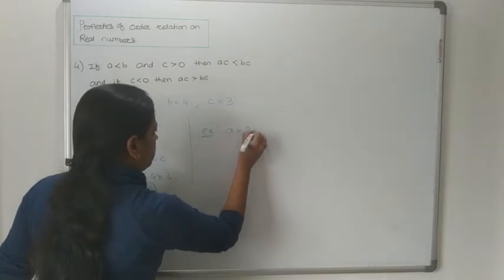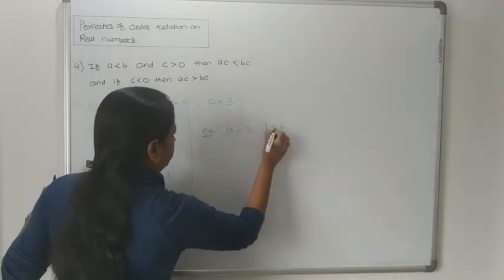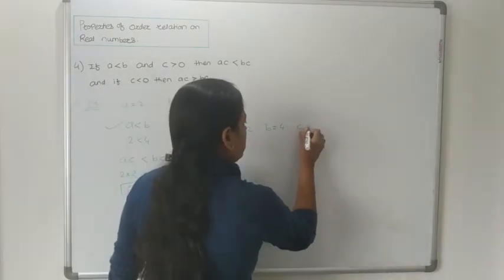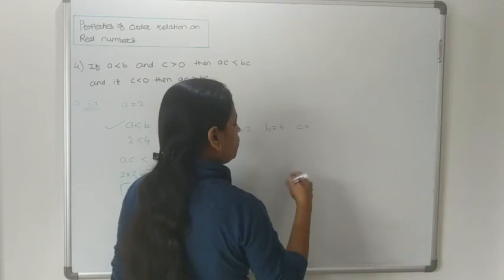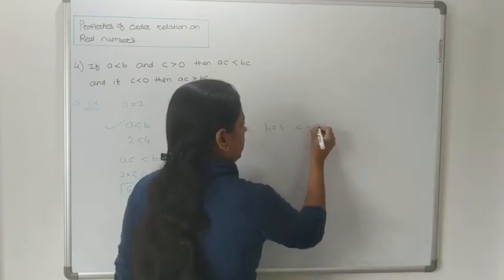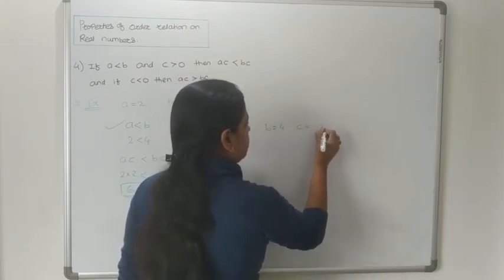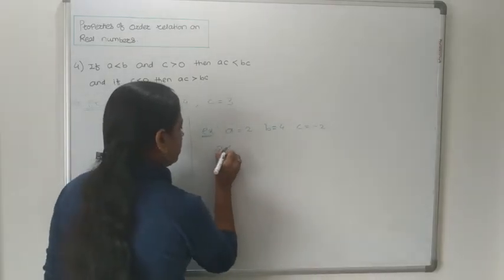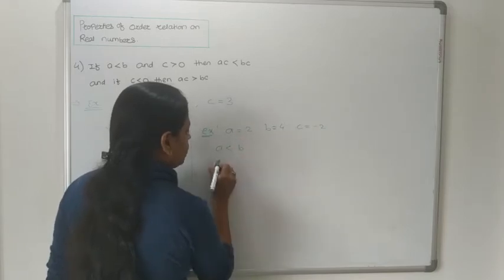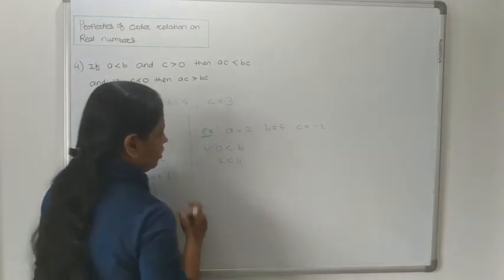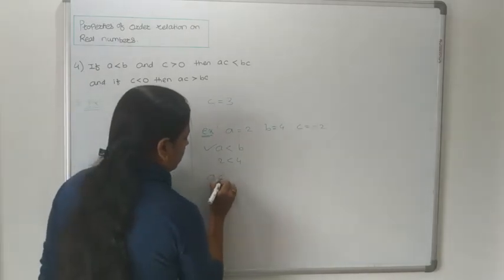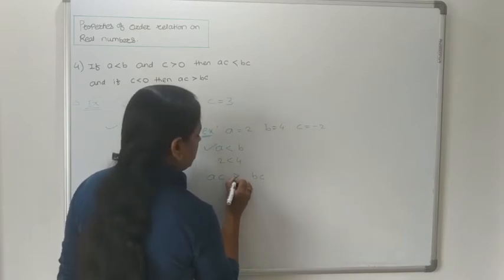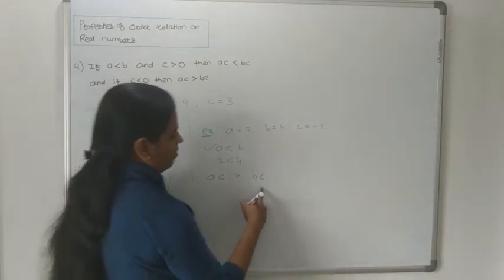Suppose A is equal to 2 and B is equal to 4. But in this case, C is less than 0. That means C is negative, a negative integer. Suppose I put here C equal to minus 2. Then A is less than B. True statement, yes. 2 is less than 4. So this is true. Now next we have to find out AC and BC. And what is the order here? That is greater than. AC is greater than BC.